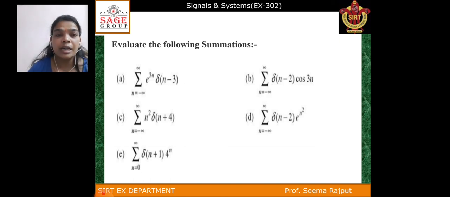The last one is the summation of n equal to 0 del n plus 1 and 4 to the power n. In that question, del n plus 1 equals 1 for n equal to minus 1, and del n plus 1 equals 0 elsewhere. So in place of n we put n equal to minus 1. In that condition the answer is 4 to the power minus 1.